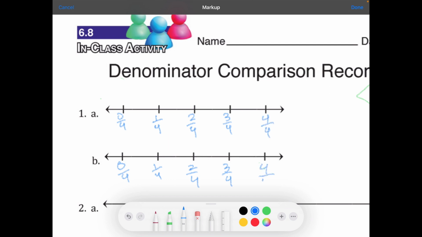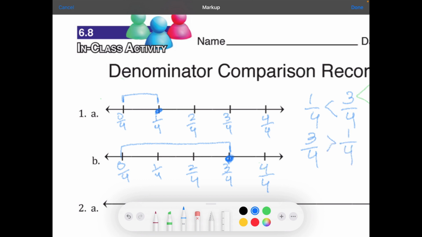Okay, so we are going to compare 1 fourth to 3 fourths. We are going to look to see how many it is away from 0. We have 1 fourth away from 0, and then we have 3 of these away from 0. If we look at these number lines, it's pretty easy to tell that 1 fourth is less than 3 fourths. So you could write it 3 fourths is greater than 1 fourth.